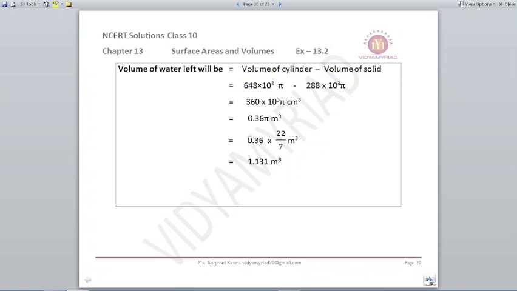So volume of cylinder was 648 into 10 cube pi minus volume of solid we got 288 into 10 raised to power cube pi. So on subtracting we got 360 into 10 raised to power cube pi. This will be centimeters cube. So we can convert it into meters. In meters it will become 0.36 pi meters cube. Now pi is 22 by 7. So just on solving, we get the volume of water left will be 1.131 meters cube.